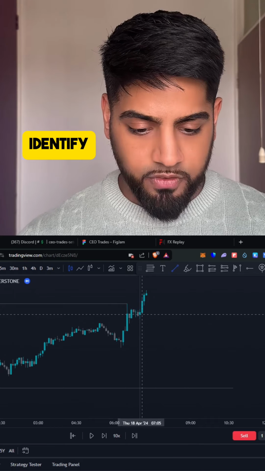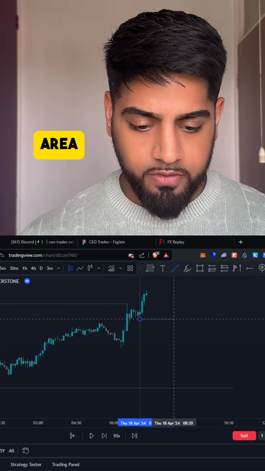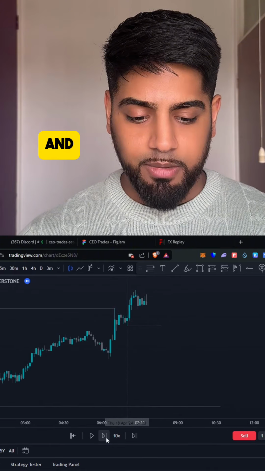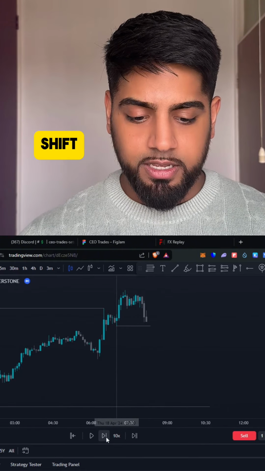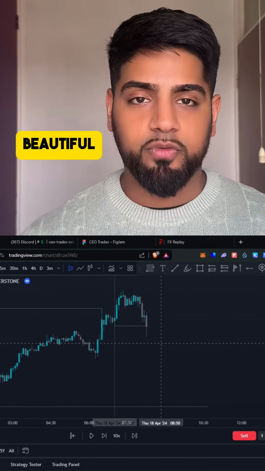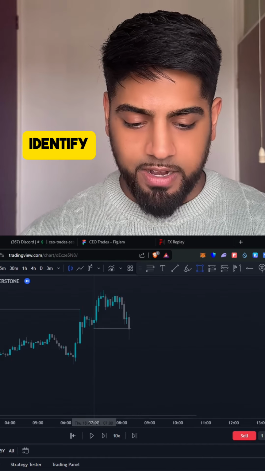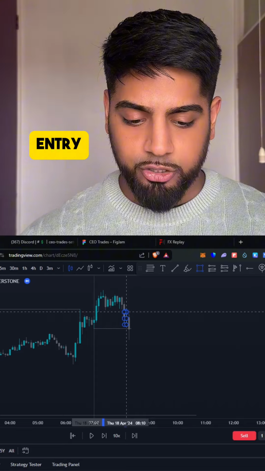And if we identify our market structure shift area, which will be right there, we can now simply wait for price to come down and give us the market structure shift. Now, as we can see right here, we get this beautiful market structure shift to the downside. So our next step is to identify the area where we will be taking our entry from.